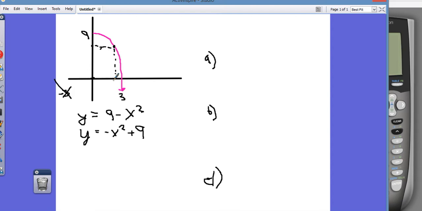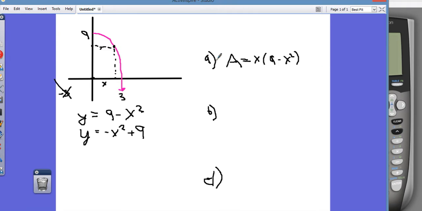All right, so what's it asking for? First thing it asks for: express the area in terms of x. We know this length is x, so area is going to be equal to x times, well, we know y is our function, 9 minus x squared. If you multiply that out, you get 9x minus x to the third. So that's our function for our area in terms of x.